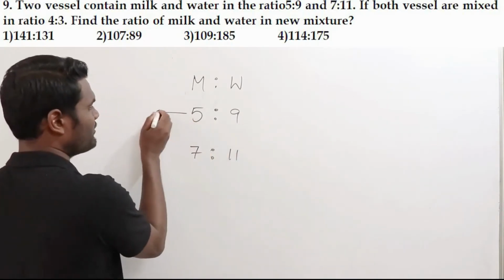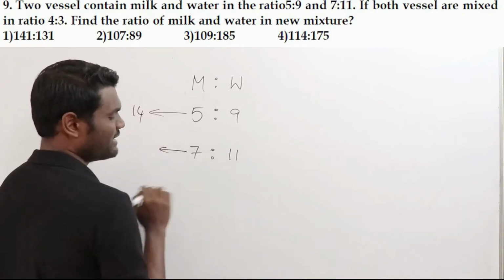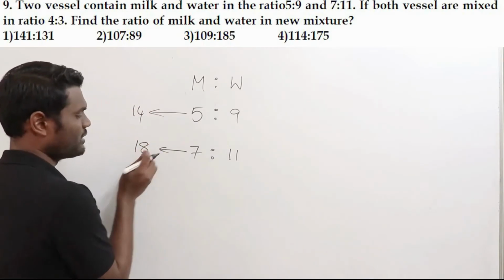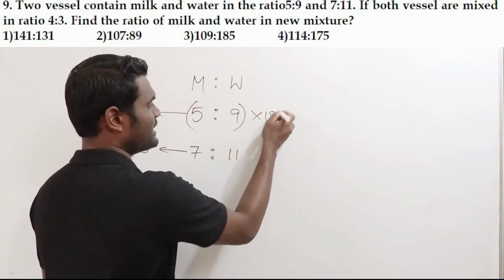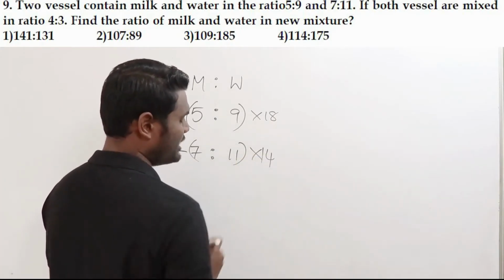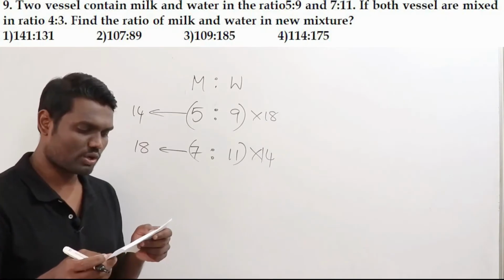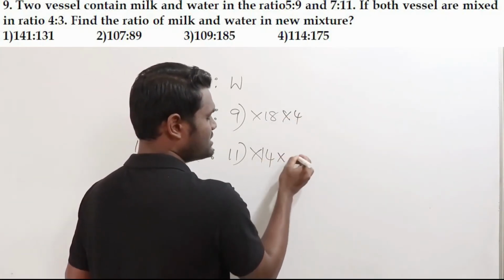5 plus 9, this will be 14 parts. Next 7 and 11, this will be 18. Multiply below one above, above one below. So if you multiply this one, this will be 18. And if you multiply this one, this will be 14. And it was said that the ratio is 4:3. So this is like 4 and this is like 3.